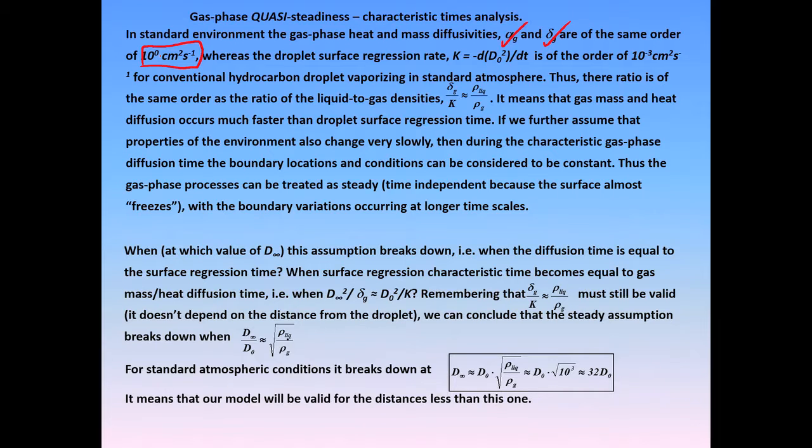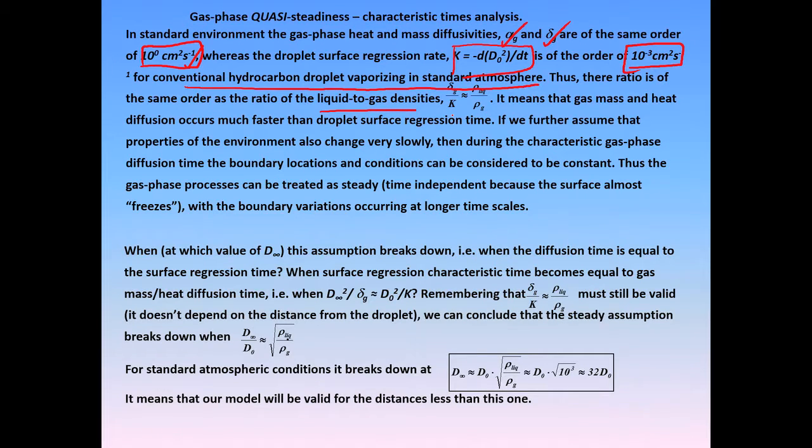Now, the droplet regression rate is of the order of 10 to the power of minus 3 centimeter square per second. From experimental data, this is the rate of surface regression, how the droplet diameter shrinks when it vaporizes. This is for conventional hydrocarbon fuels evaporating in the atmosphere. So the ratio of liquid to gas densities is of the same order; this is liquid, this is gas.